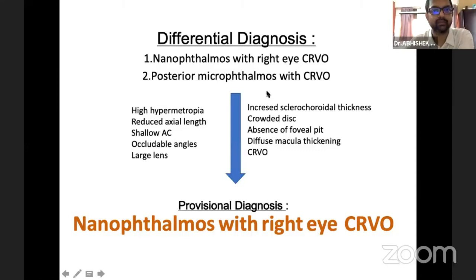The slides? Yes, sir. So the differential diagnosis can be nanophthalmos with a right eye CRVO or a posterior microphthalmos with CRVO. So the points in favor were high hypermetropia, reduced axial length, shallow AC, occludable angles, large lens, and increased sclerochoroidal thickness. So we came to a provisional diagnosis of nanophthalmos with a right eye CRVO in view of the anterior segment findings. Next slide, please.